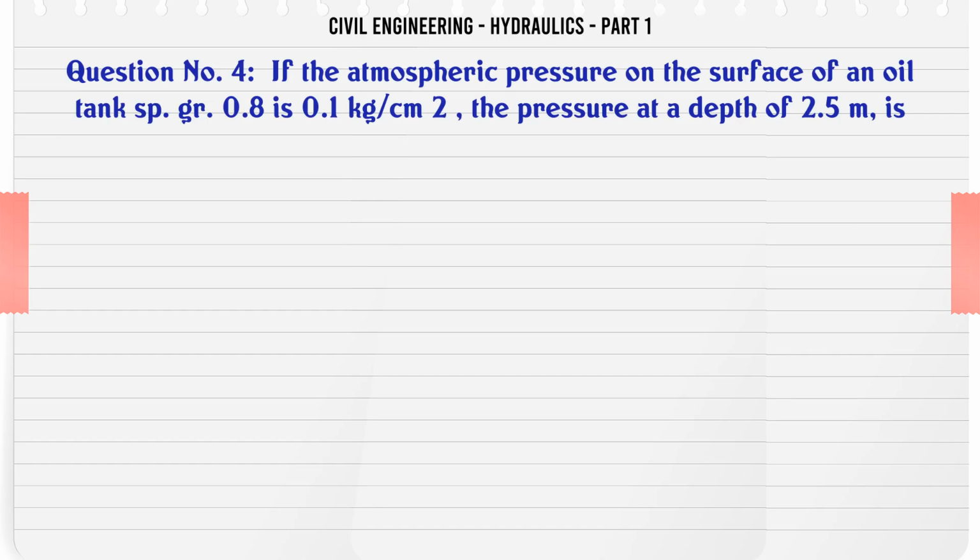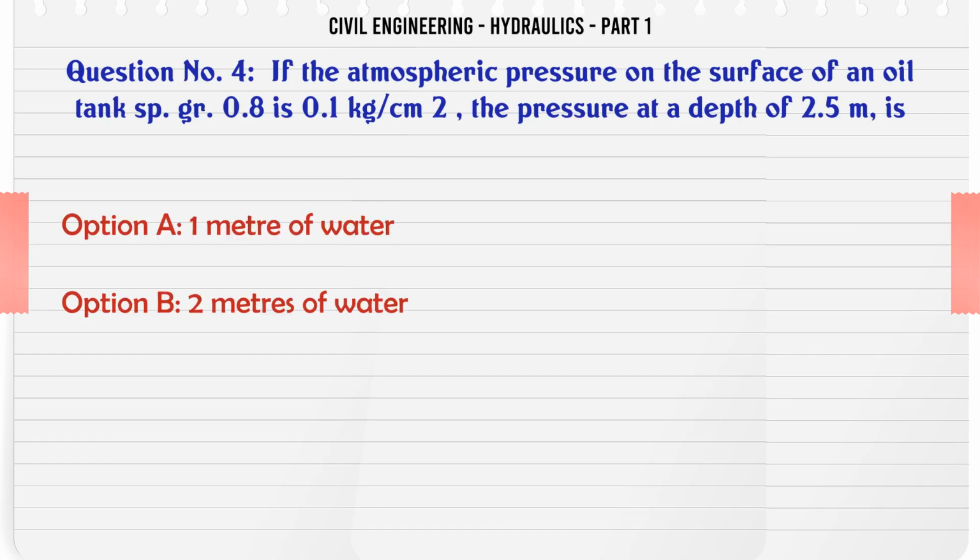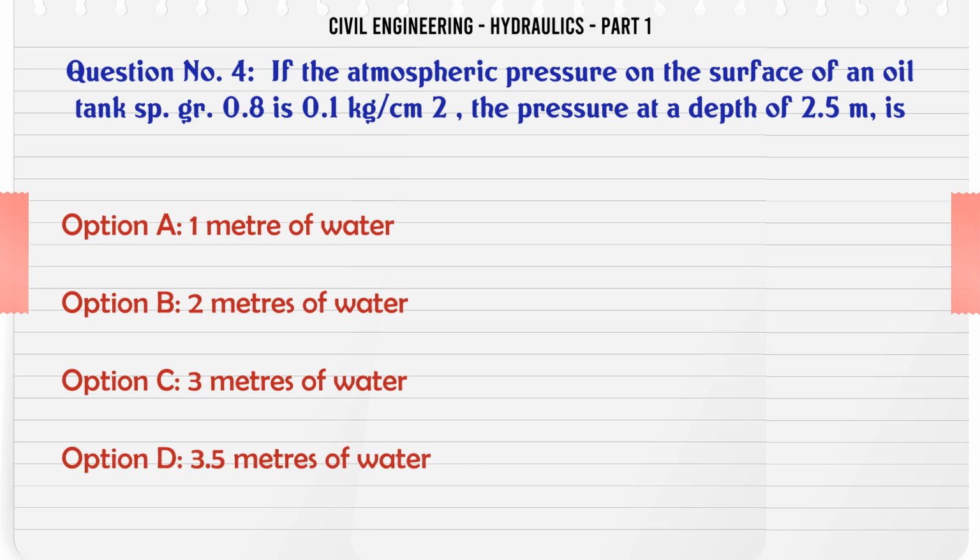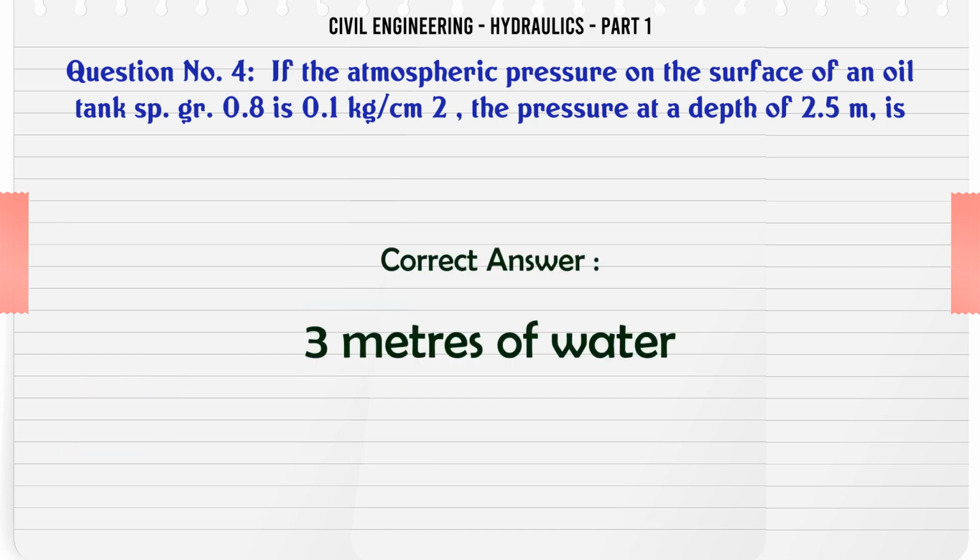If the atmospheric pressure on the surface of an oil tank, Sp. Gr. 0.8, is 0.1 kilograms per centimeter squared, the pressure at a depth of 2.5 m is: A. 1 meter of water, B. 2 meters of water, C. 3 meters of water, D. 3.5 meters of water. The correct answer is 3 meters of water.